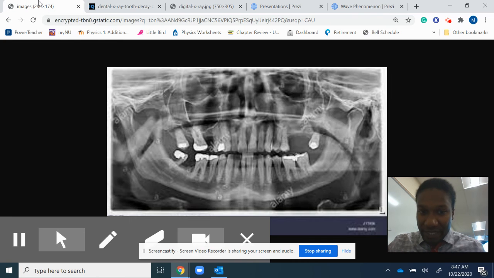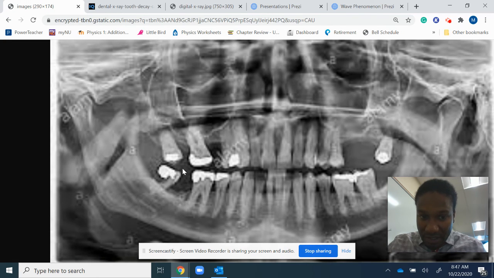Okay, I think I have another image. Oh, here's a good one. So you can tell this person had a cap right here. Here goes a porcelain cap. So the person had a cavity, they got a root canal, and they capped it. You can see the darker white. You can see it here too. This person has a lot of work done, a lot of caps going on. You can also see that this person's missing a tooth here.